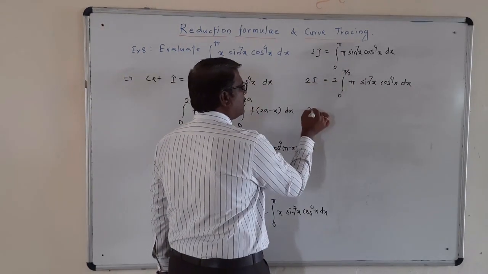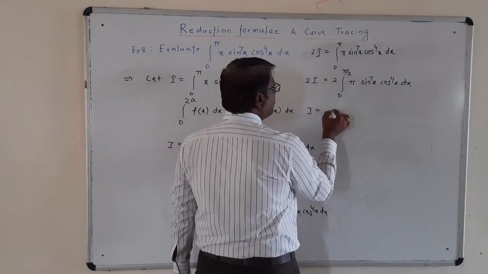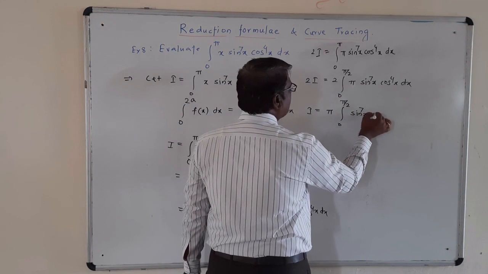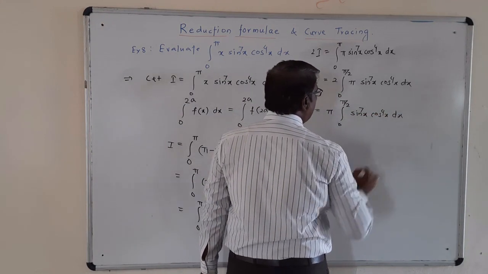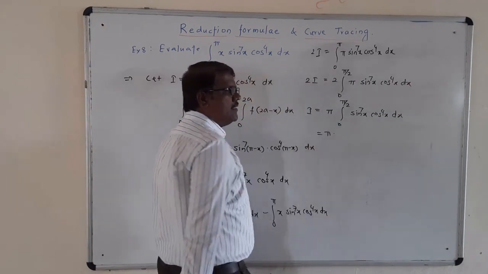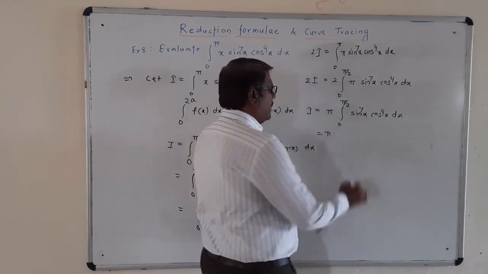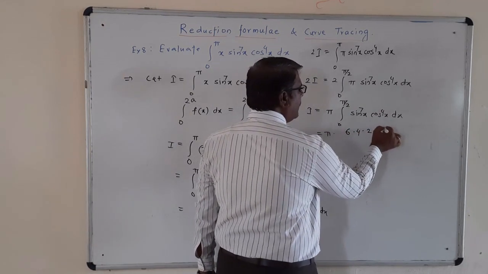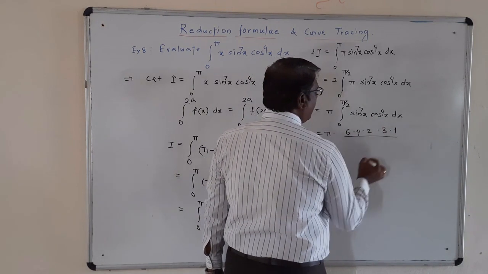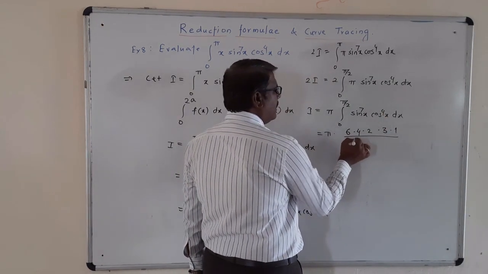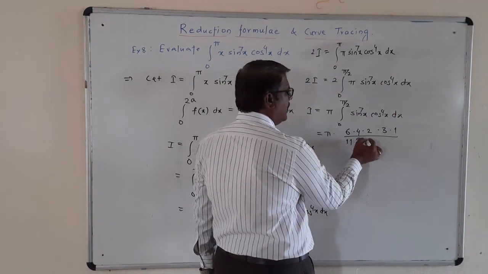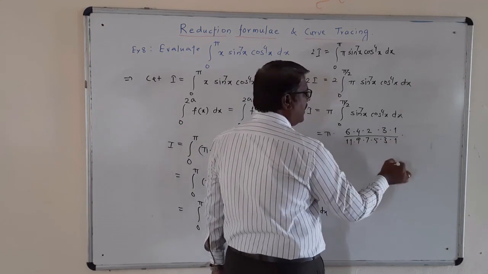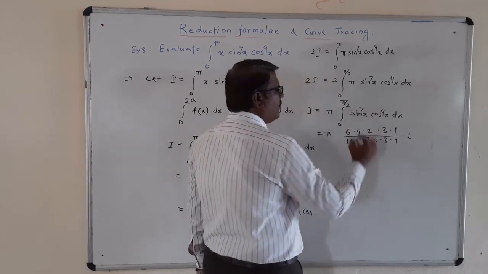Now these two will get cancelled, so I is equal to, I can take this pi outside, the integral from 0 to pi by 2 of sin^7 x cos^4 x dx. Now here we can apply the formula. So m minus 1, it is 6 into 4 into 2, n minus 1, it is 3 into 1, divided by m plus n, it is 11, and once we write 11, the next terms will be 9 into 7 into 5 into 3 into 1, and this ratio is multiplied by 1 because here the value of m is odd.